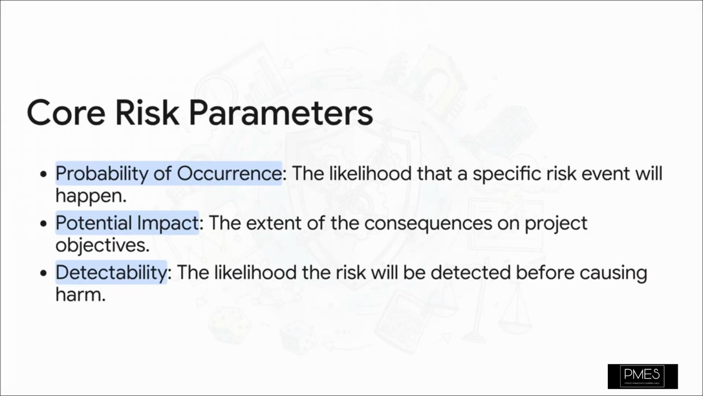So these are the three core questions we have to ask of any potential risk. First, how likely is it? Second, if it happens, how bad will it be? And third, and this is the one people often forget, will we even see it coming? It's that third one, detectability, that's so crucial. A high-impact, high-probability risk is obviously scary, but a risk that you can't even detect until it's already too late, that is what can truly sink a project.